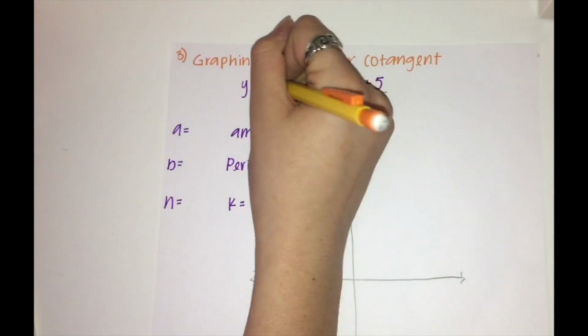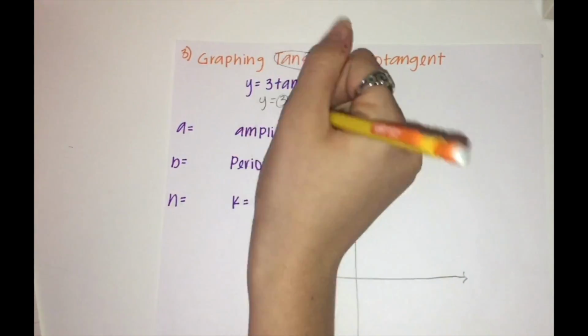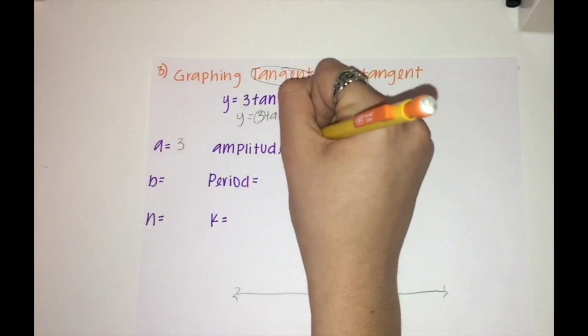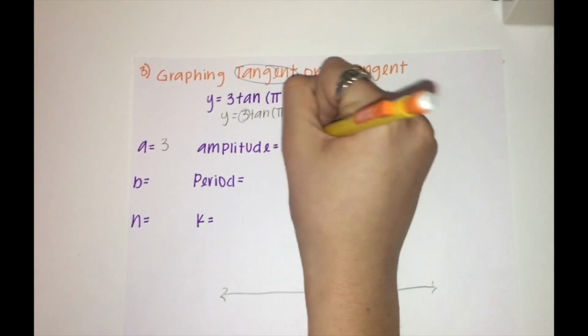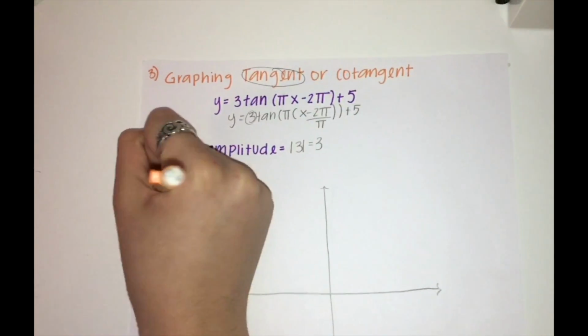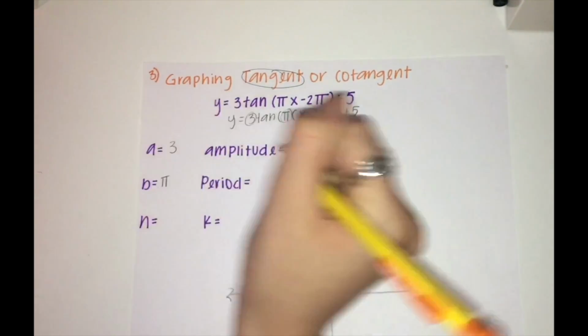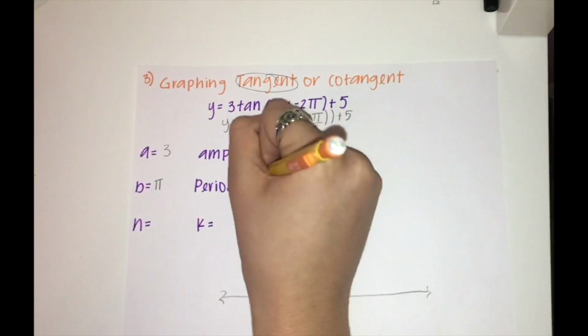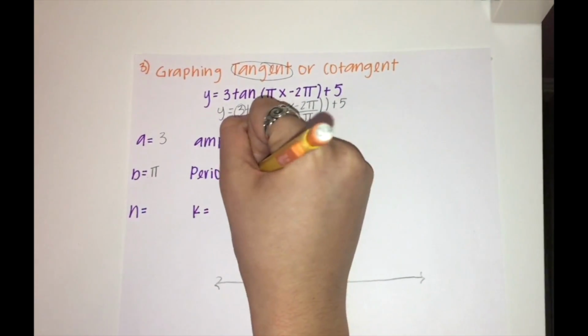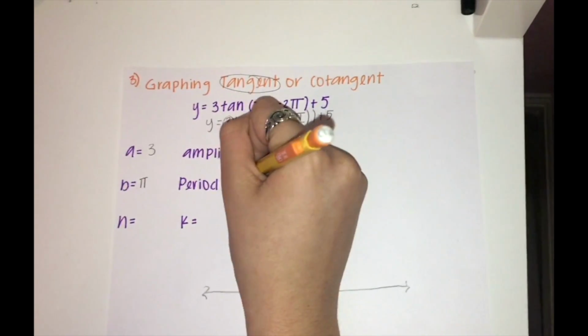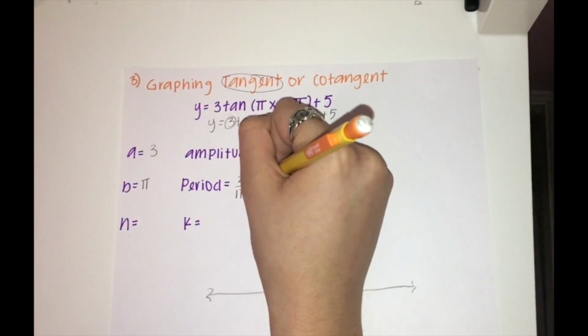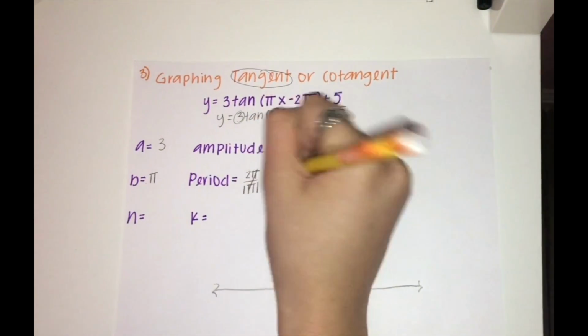To find our a, it's whatever is in front of the tangent, which is 3. Our amplitude is the absolute value of our a, which is 3. And our b is what we took out. So we took out a pi, so our b is pi. To find the period, it's 2 pi over the absolute value of your b, which is pi. So the pi's cancel out, and our period is 2.